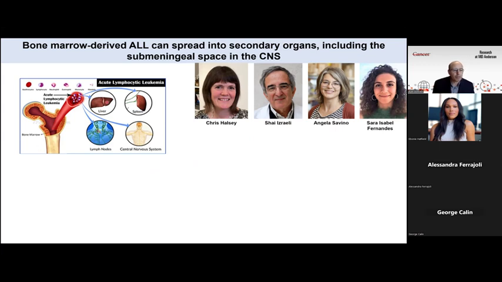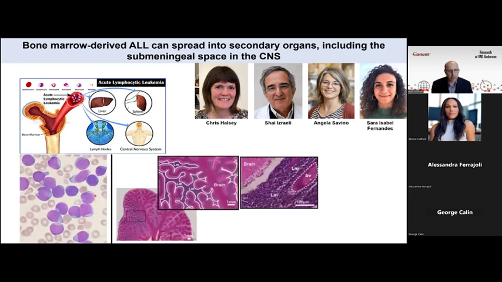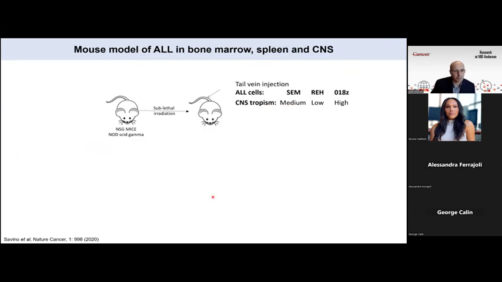So what we were looking for really is a metabolic change between acute lymphoblastic leukemia in the bone marrow and in the circulation in the spleen compared to the brain. And this is what you see. This is the way it's typically seen in pediatric ALL, where there is a common presence of leukemic cells in the CSF, in the leptomeningeal region.